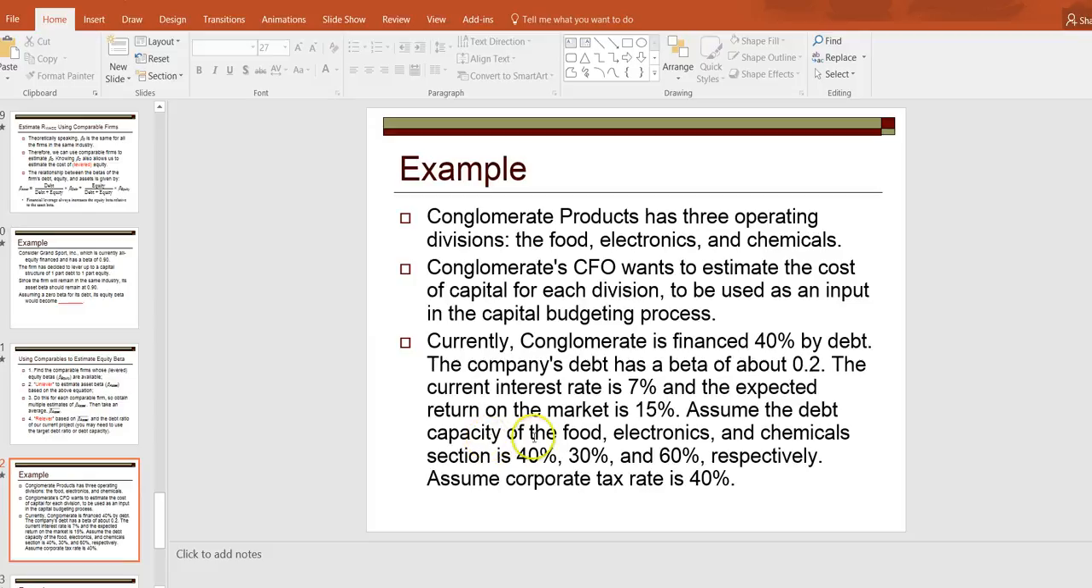Assume the debt capacity of the food. Remember in class we said that debt capacity means the target debt ratio. And in our real world analysis, we do want to use the target debt ratio rather than the current debt ratio. The target ratio means the long term. In the long run, the firms will reach that ratio. So the debt capacity of the food, electronics, and chemicals divisions is 40%, 30%, and 60% respectively. Assume that the corporate tax rate is 40%.